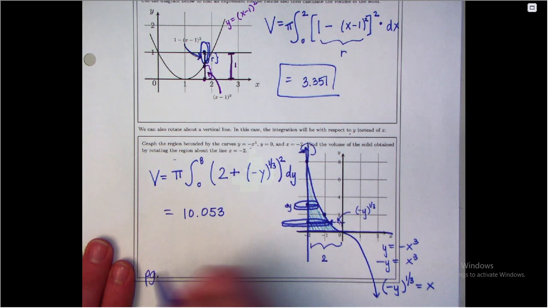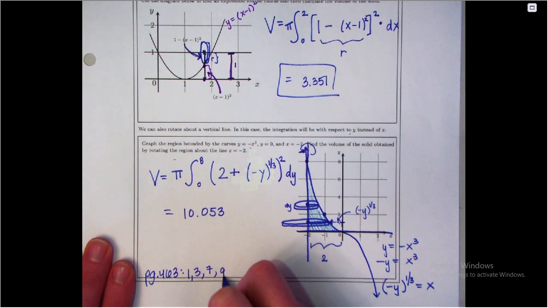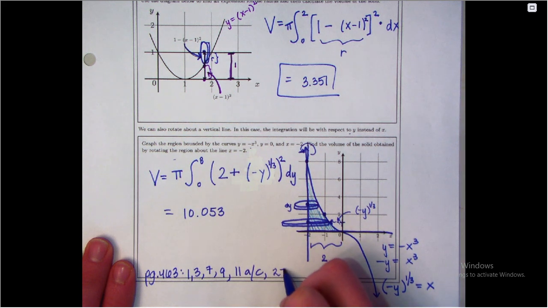It looks like I left it off here, but I know it is on the assignment sheet that I'm sending out. It's page 463. You've got 1 and 3 and 7, 9, 11 do parts A and C, 27, 31, and 35.